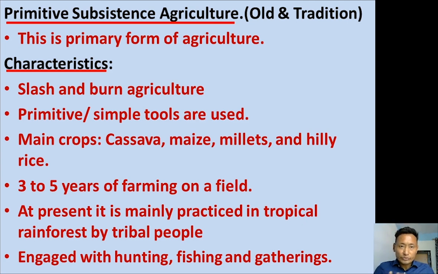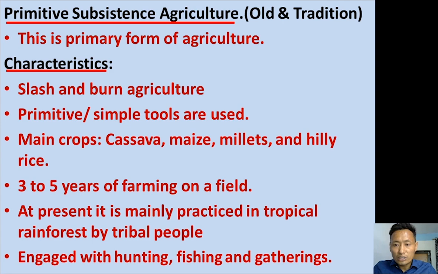So at present, since this type of agriculture system is old, but still some people are practicing it. At present, it is mainly practiced in a region within tropical rainforest by tribal people. Tropical means those countries or regions located in between the Tropic of Cancer and the Tropic of Capricorn. These are the two latitudes, one in the northern hemisphere and one in the southern hemisphere near the equator. Regions located between these two latitudinal zones are called tropical regions.